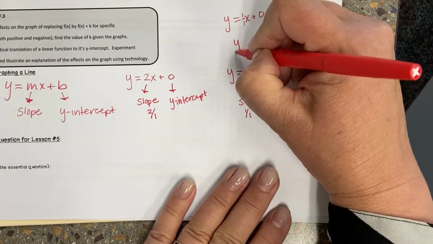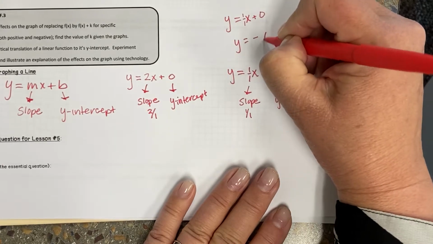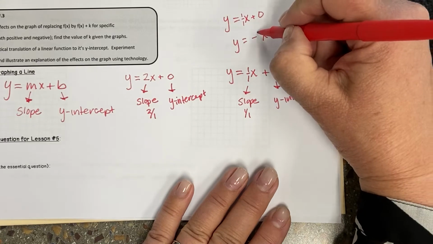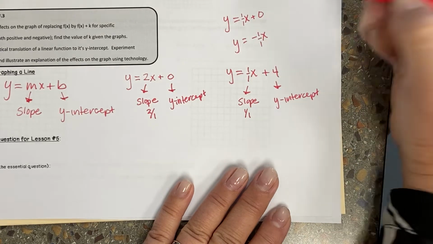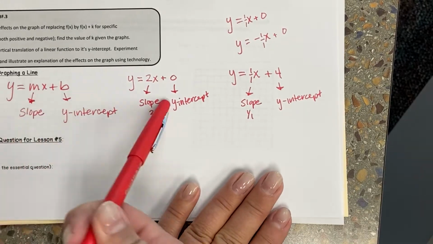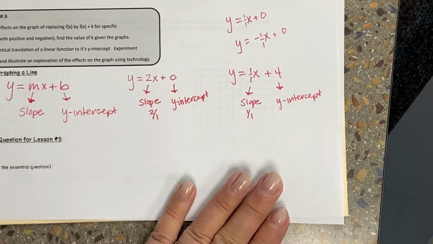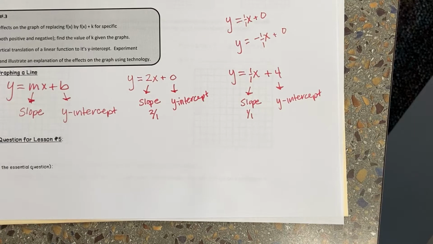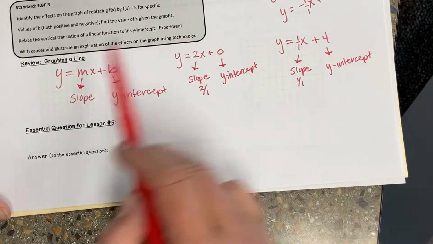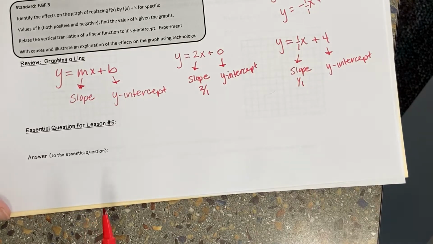Here's another one. y equals negative x. Well, they're expecting you to know your slope is down 1 over 1, and your y-intercept is 0. So all of these are exactly the same. It's just that they're leaving out stuff that's not necessary mathematically for the equation. But you need it mathematically to graph it. So you're just going to have to know that. All right, so that's what you did last time, was practice graphing.